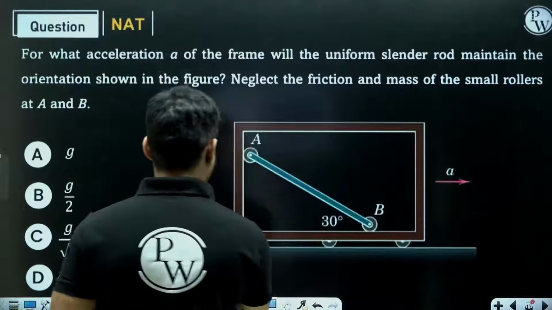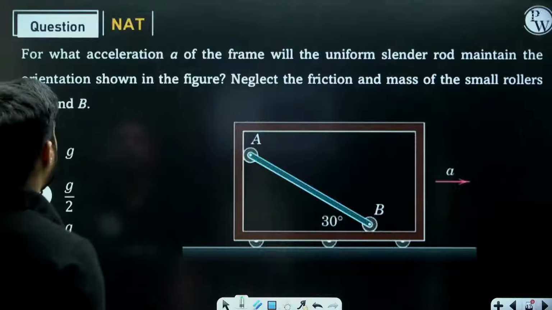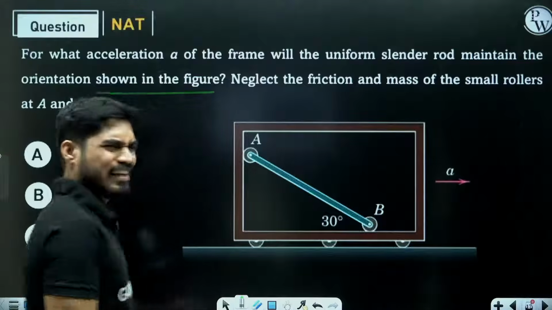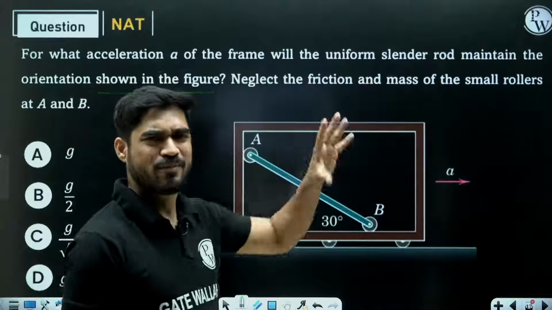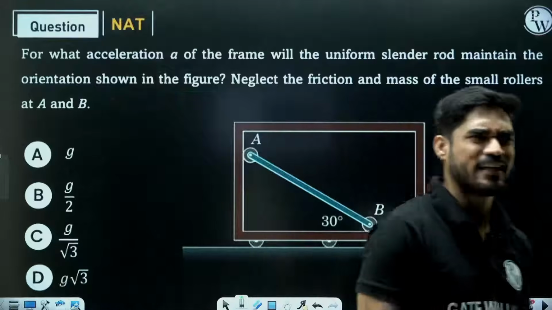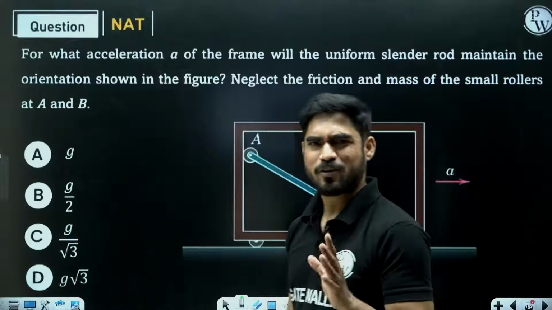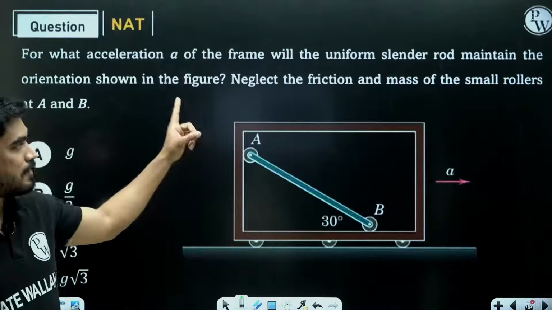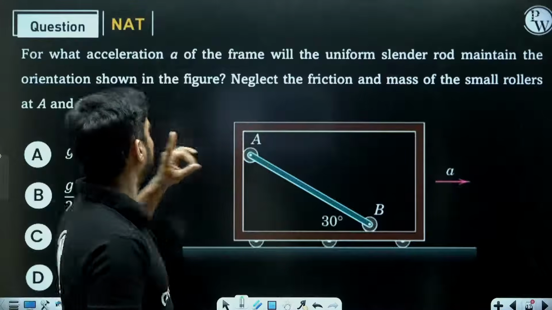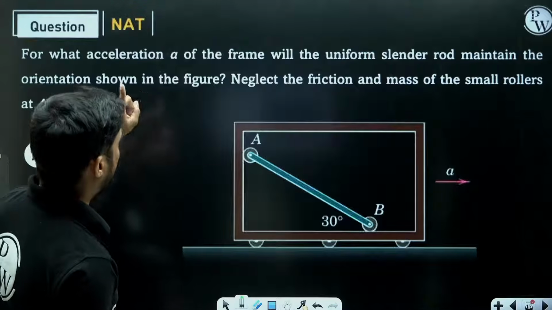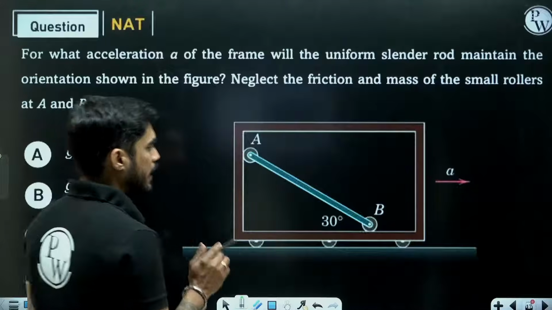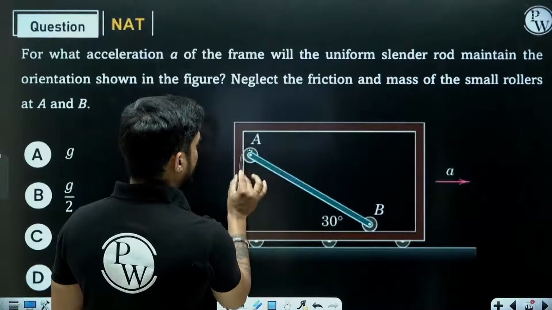This is a very interesting question. For what acceleration A of the frame will the uniform slender rod maintain the orientation shown in figure? Something like this question came in GATE 2023, I think in the XC paper or ME paper. I don't remember exactly, but in GATE 2023 there was a question similar to this. Neglect friction and mass of the small rollers.